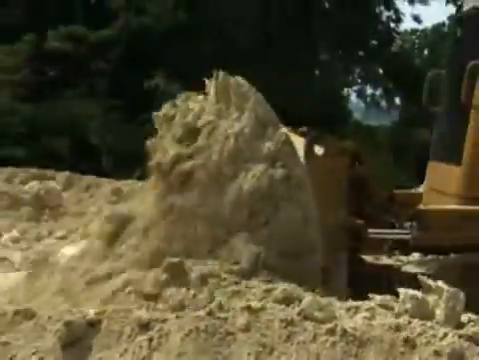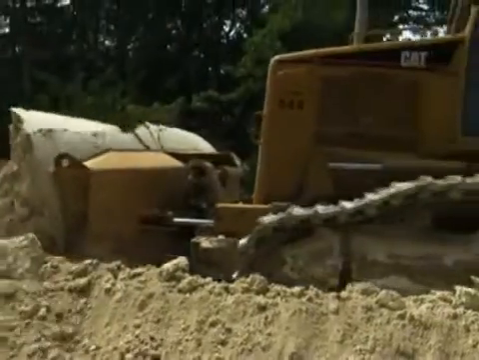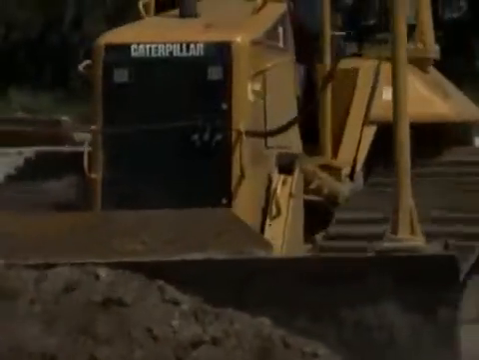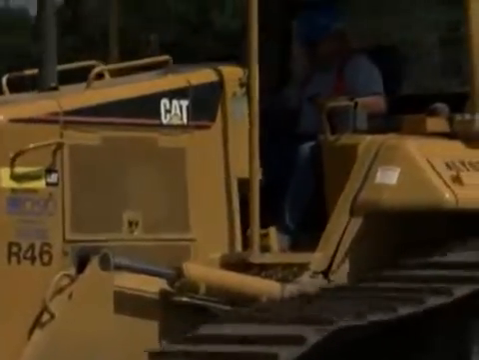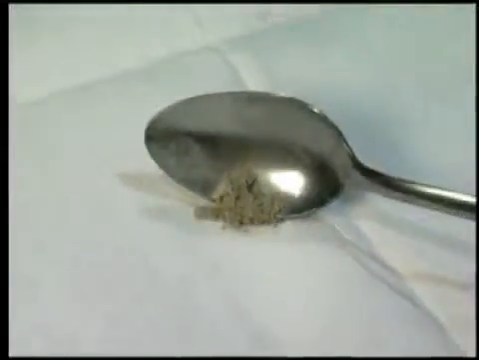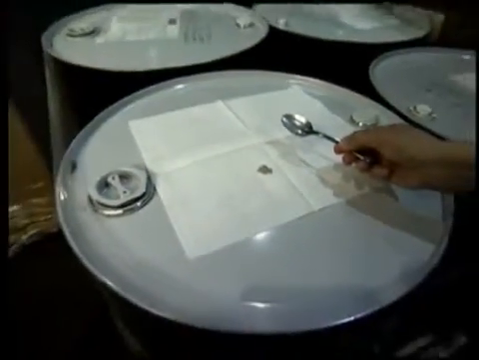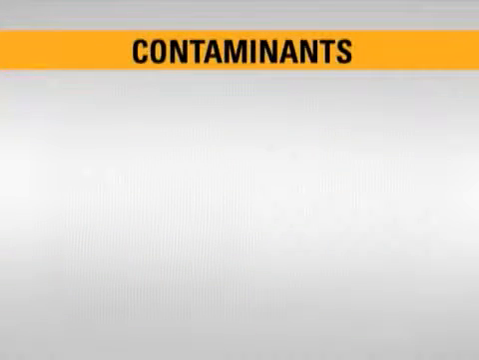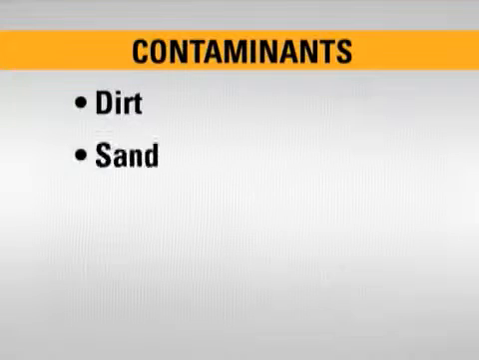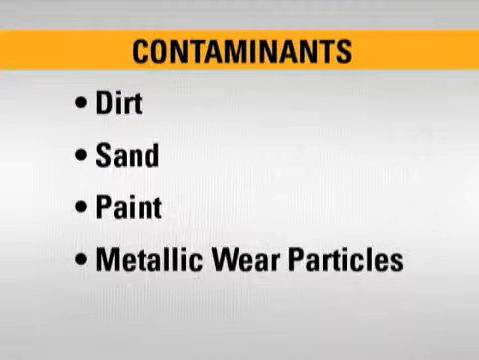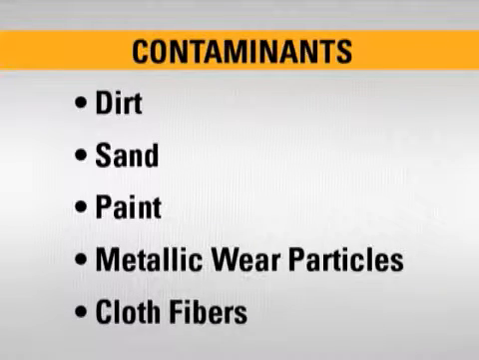Due to the tight clearances in today's systems, that small a particle can be the beginning of premature wear and efficiency loss. And it doesn't take too many particles to contaminate a system. This small amount of dirt in 55 gallons of hydraulic oil exceeds the contamination allowed in the hydraulic systems of new Cat machines. Contaminants can take many forms. These include such things as dirt, sand, paint, metallic wear particles, and even fibers off rags. In fact, contamination is anything that does not belong in the system.